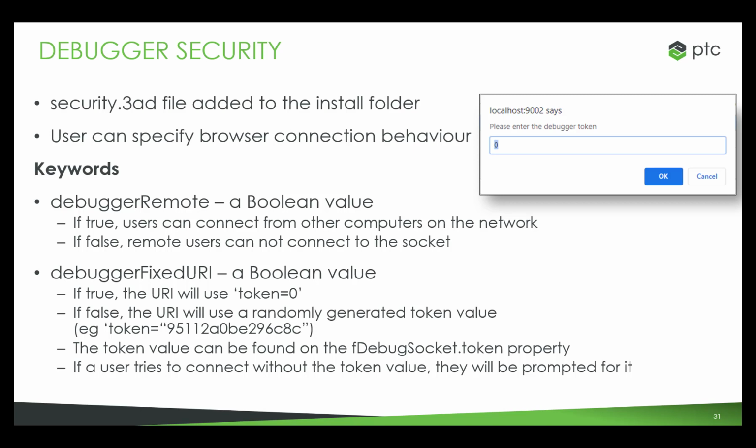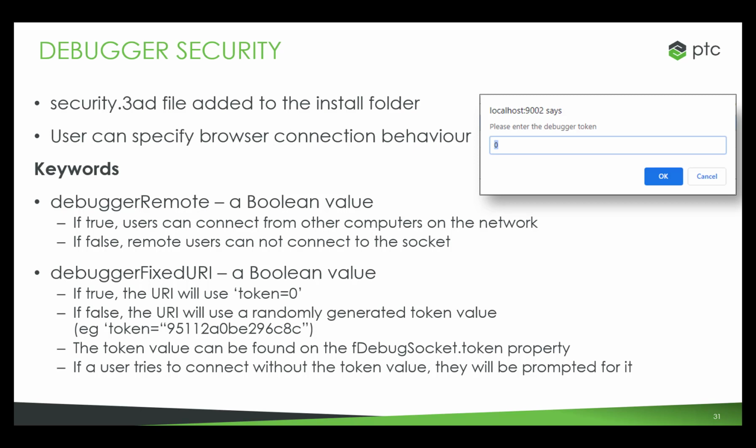That randomly generated token value can be found on the fdebugsocket.token property, and if you try to connect to Layout Developer without that and the value is false, then you'll get a little pop-up dialog box which is asking you to input the token value before you can connect to your Layout Developer.